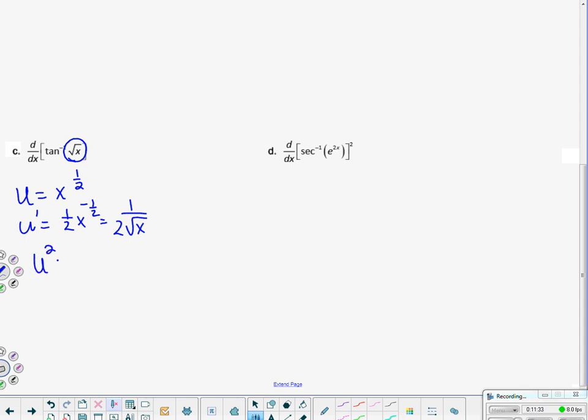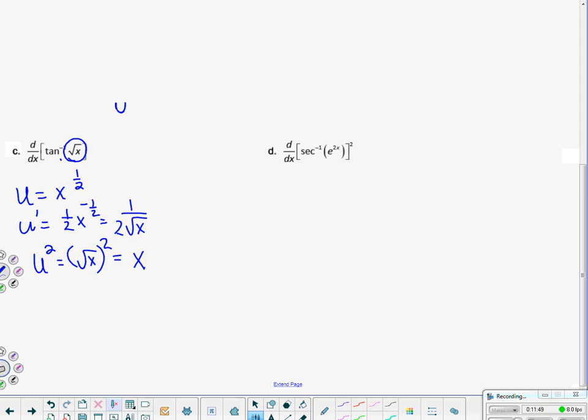And then u squared would be taking the square root of x, or x to the 1/2, and multiplying it by 2, or squaring it. And that's going to give me just x. Squaring a square root will produce x.